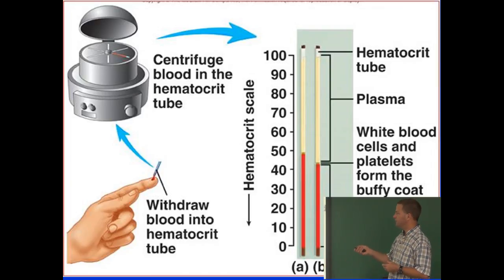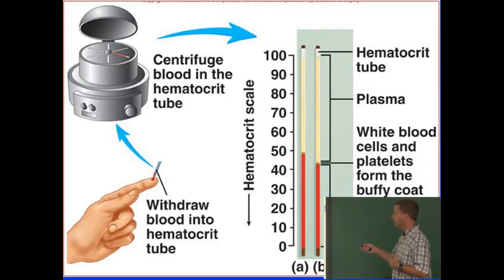So we see that this blood is about 50% cells or 45% cells and the rest is plasma. What are the majority of cells in the blood? What kind of cells are they? Are they white blood cells, red blood cells, or platelets? Red blood cells. And what's the primary job of red blood cells? Carry oxygen.